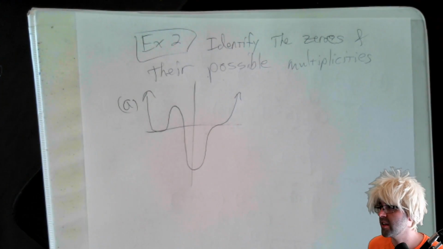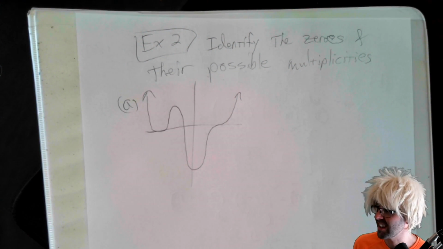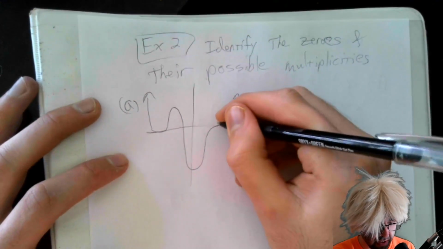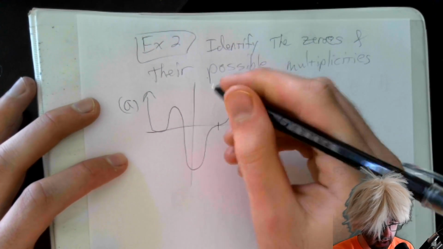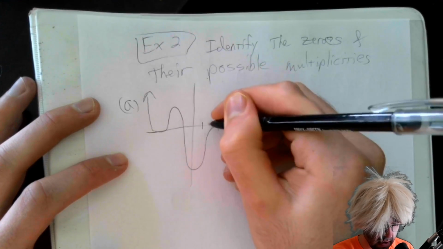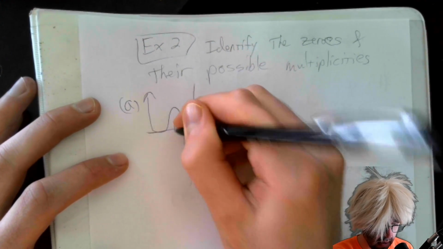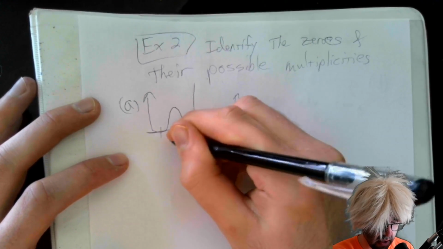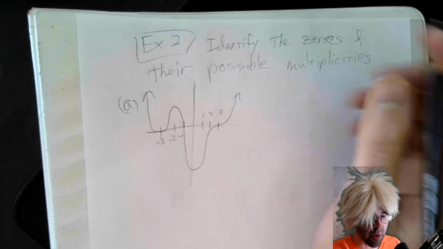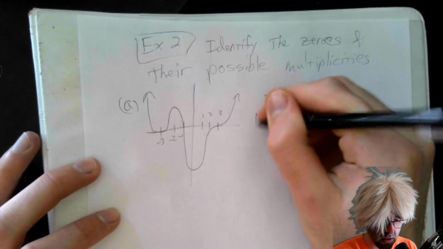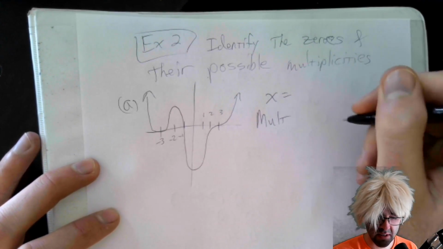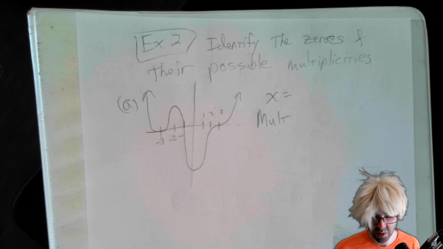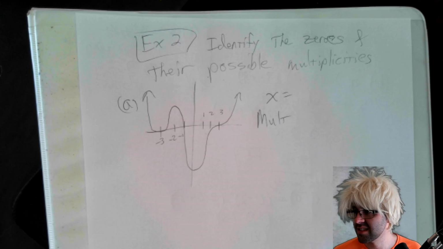Say we're looking at a polynomial that looks like this. Let's say this is 1, 2, 3, -1, -2, -3. So we have to find the zeros and find their multiplicities. And again, we don't really know multiplicities, but we can kind of guess.